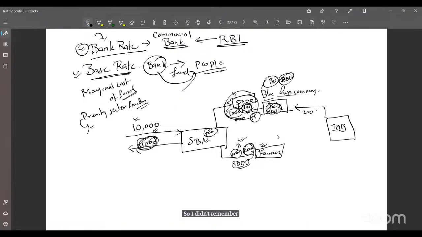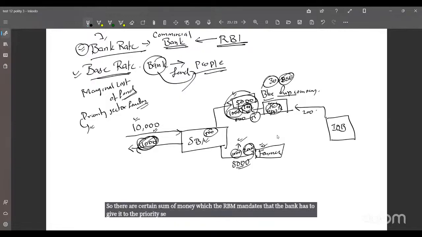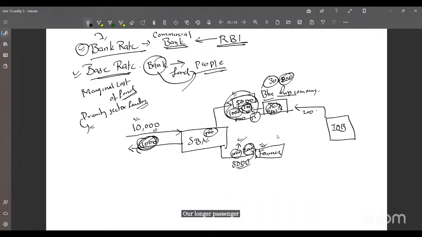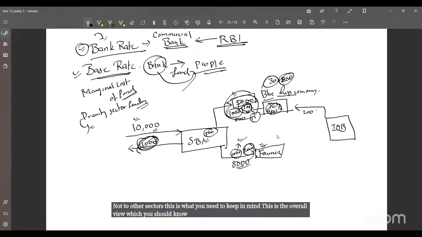there is a certain sum of money which the RBI mandates that the bank has to give to the priority sector only. They must give it to them. If they say 40%, then 40% has to be lent to the priority sector only, not to other sectors. And this is what you need to keep in mind. This is the overall view you should know with respect to the operations of banking. This is how the bank operates.